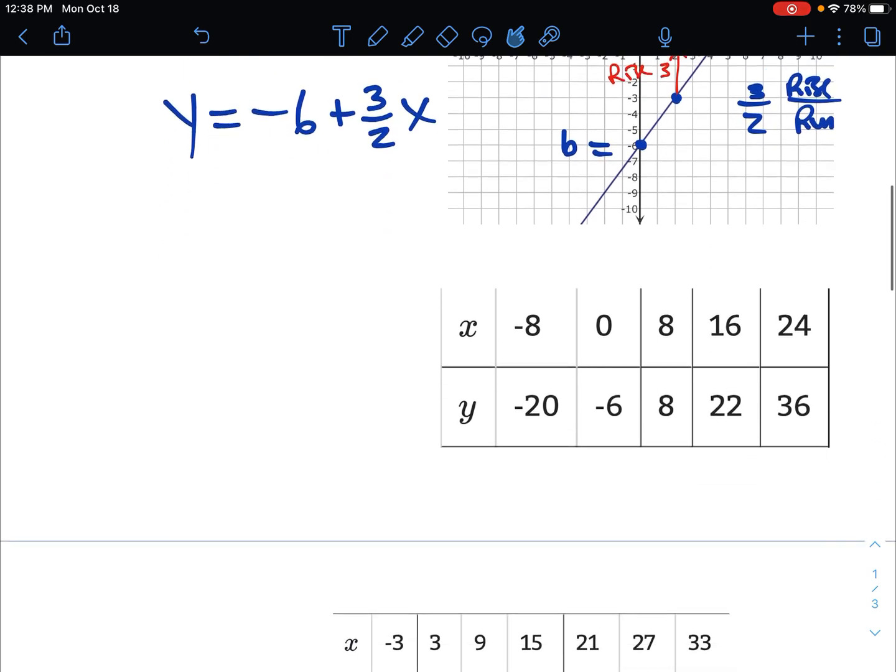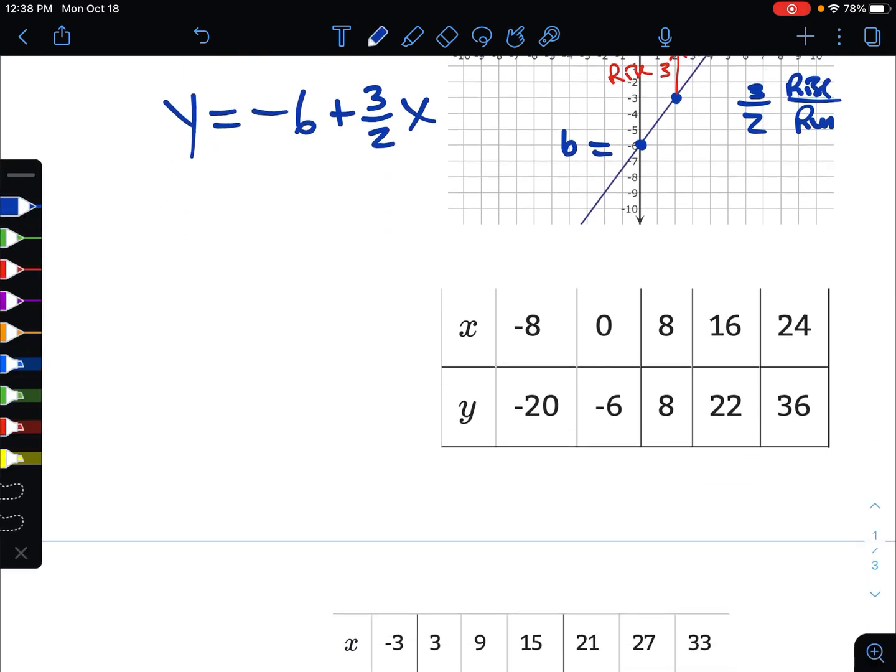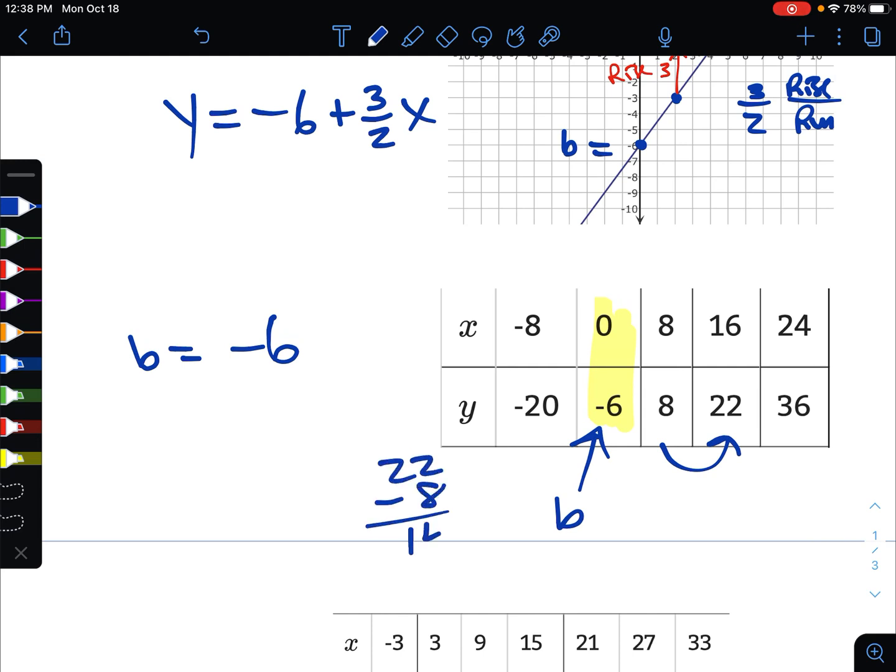For the next thing here, very similar. We're going to just find the y change and the x change this time. We're going to use any 2 points in our table to find the y change and the x change. Let's actually start with the y-intercept though, because that's right here at 0. This is our b value, our y-intercept. So b equals -6. And then our y change from 8 to 22, just do 22 minus 8, and that's 14. This is a plus 14. And then from 8 to 16 there would be a plus 8.